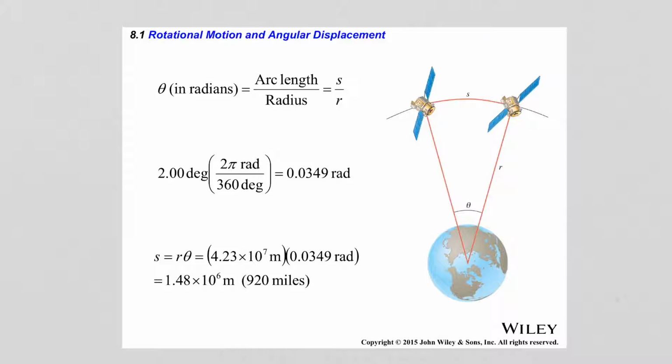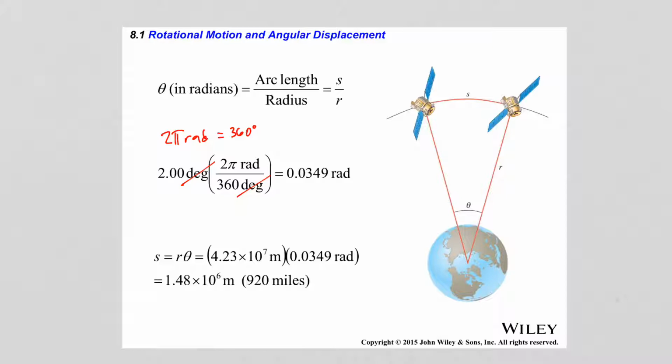We know that 2 pi radians are equal to 360 degrees. So therefore, if I multiply the angle 2 degrees by 2 pi radians and divide by 360 degrees, that's going to cancel the units of degrees. It's going to give me the answer in radians, and that is 0.0349 radians.